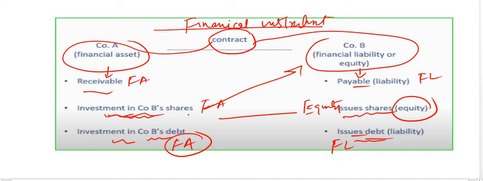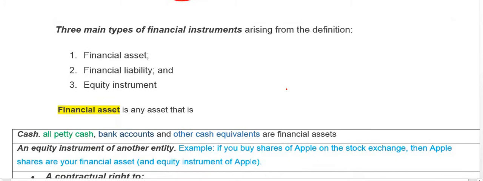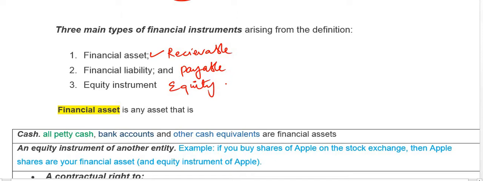Okay, let's move on. Now we have three things arising from this definition. The first thing is financial asset, like receivable, okay? The second thing is financial liability, like payable, we have already studied an example. And the third form is the equity, which is the share issued by the entity, okay? Now let's move on. What is financial asset?